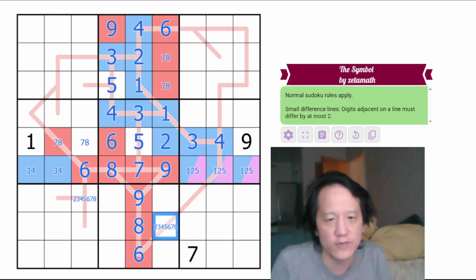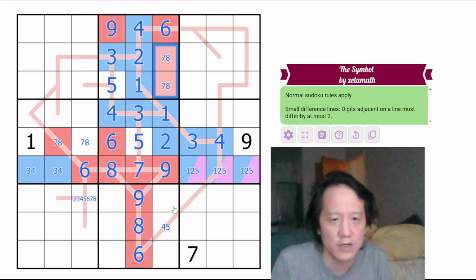These digits have to be 2 away or less from 6. So it's 4, 5, or 7. Cannot be 7 because of the 7 in the column. 7, 8 pair in the column. 4 can only be next to 2 or 5 here. 4 can also be next to only 6 here out of the high digits, which it has to be.